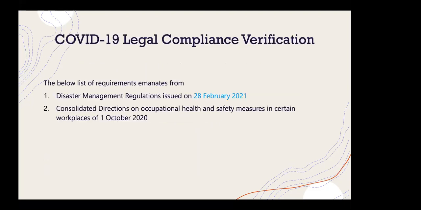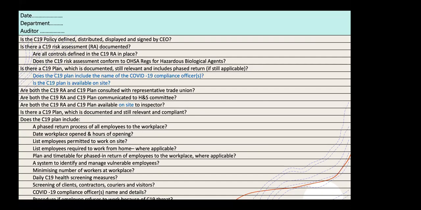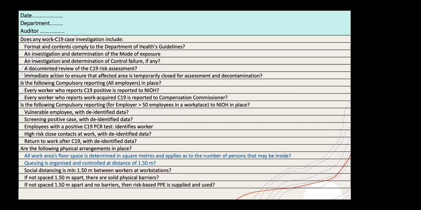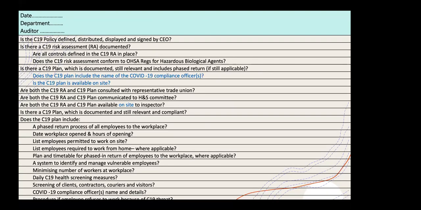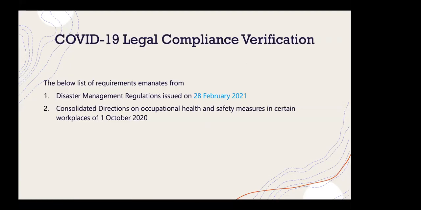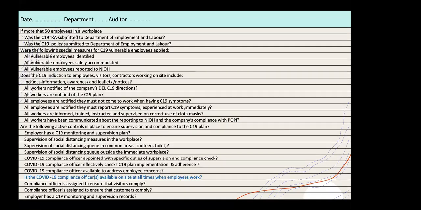I thank you. This is the list of compliance that you can get. It's a very long thing. Essentially there were 2 laws left over, and I'm going to end with this. There were 2 laws left over in an occupational health and safety environment, not in a mine environment. There was the disaster management regulations of the 28th of February, and you will see them in blue inside this thing. And there were still the 1 October consolidated directions on occupational health and safety measures in there. Thank you, Ashraf.